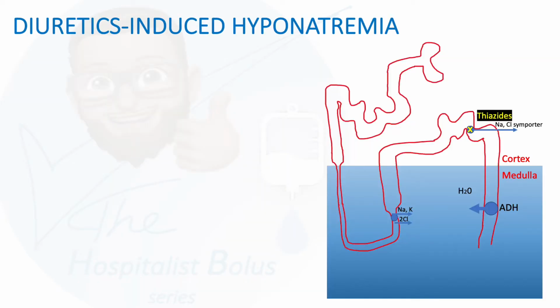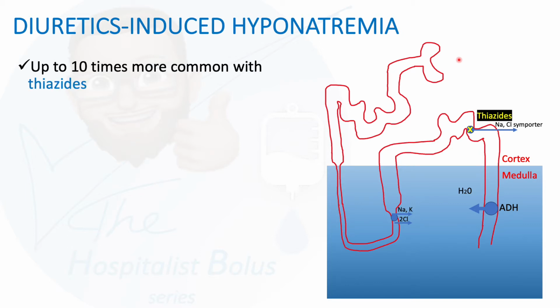Okay, so let's discuss the diuretic-induced hyponatremia. It's a relatively common cause of hyponatremia. This is really one of the first things that you should look at. Ask about the drug history and whether the patient has been taking diuretics or not. Specifically thiazides, because thiazides are up to 10 times more likely to cause hyponatremia compared to loop diuretics, and we'll discuss that in a bit.